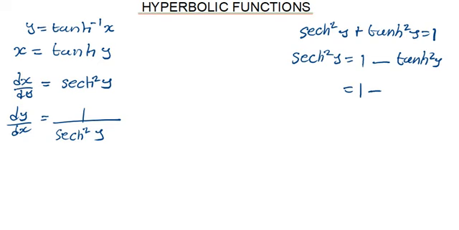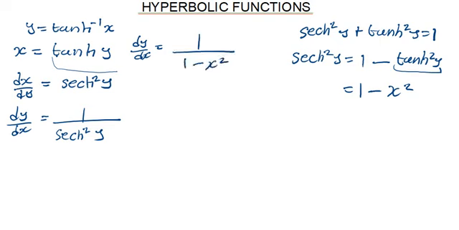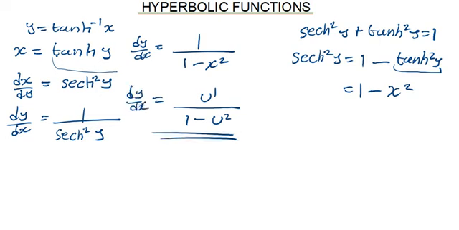So instead of using this here, we're going to replace it with x squared, because we have a hyperbolic tan squared of y, not just hyperbolic tan of y. So our dy/dx is equal to 1 over 1 minus x squared. Of which this is simply u prime divided by 1 minus u squared, which is our dy/dx, like that. So that's how you come up with that.